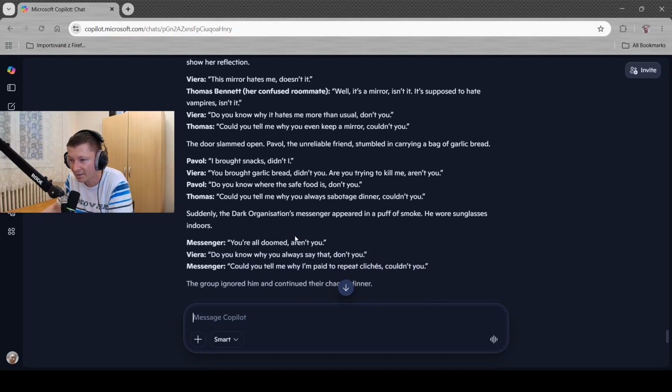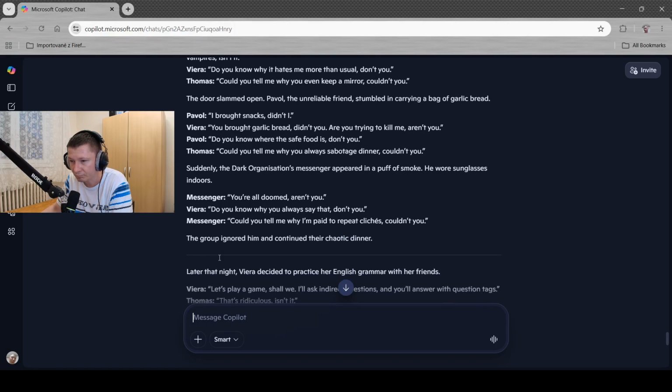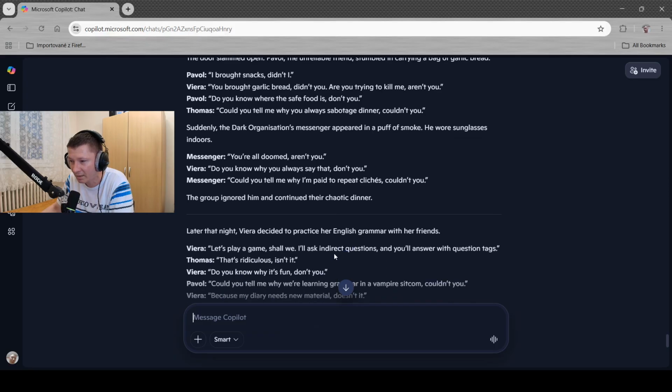Suddenly the dark organization messenger appeared in a puff of smoke. He wore sunglasses indoors. Messenger, you're all doomed, aren't you? Viera, do you know why you always say that, don't you? Messenger, could you tell me why I'm paid to repeat cliches? Couldn't you? The group ignored him and continued their chaotic dinner.